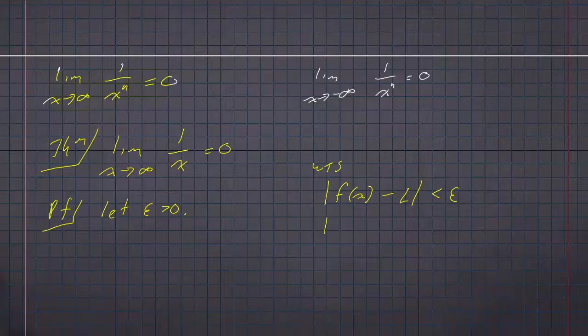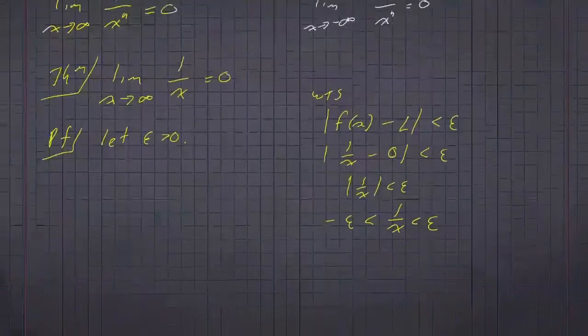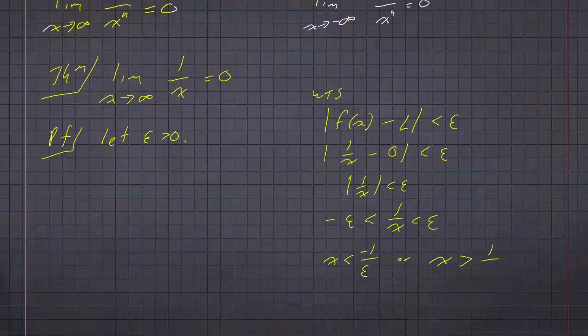And if we play around with that a little bit, f of x is 1 over x, L is 0. Which means that 1 over x is somewhere between negative epsilon and epsilon. And so, taking the reciprocal here, we get that x is either less than negative 1 over epsilon, or x is greater than positive 1 over epsilon. For the case as x goes to positive infinity, this is going to be the useful branch. For the case of x goes to negative infinity, the other one would be the useful branch. All right, so that's our scratch work.